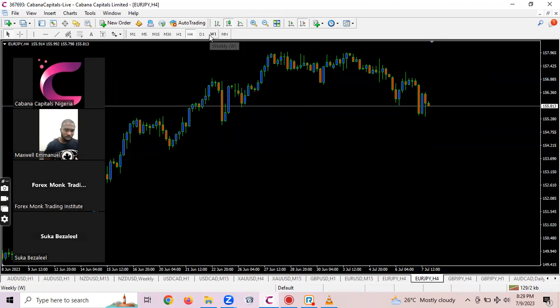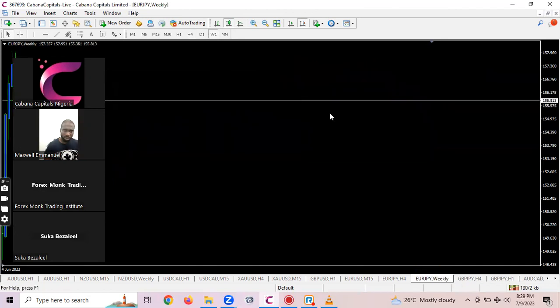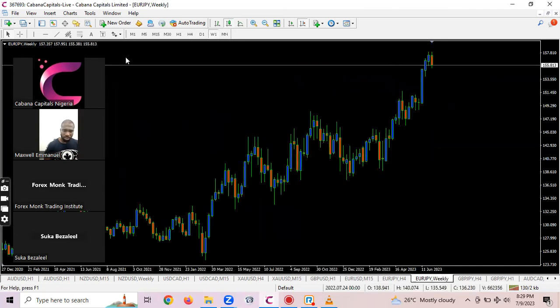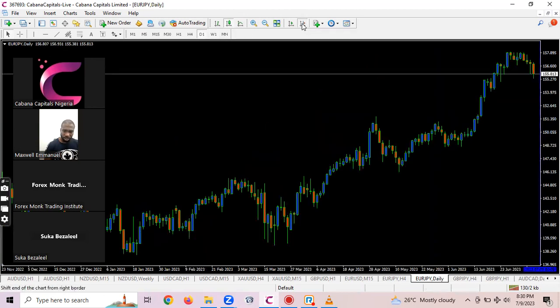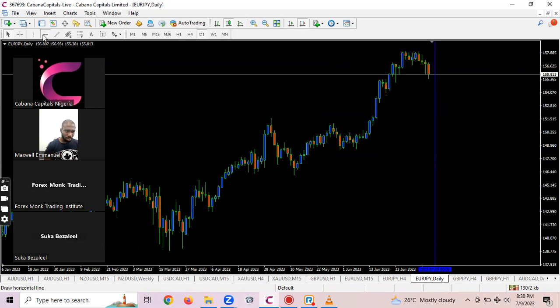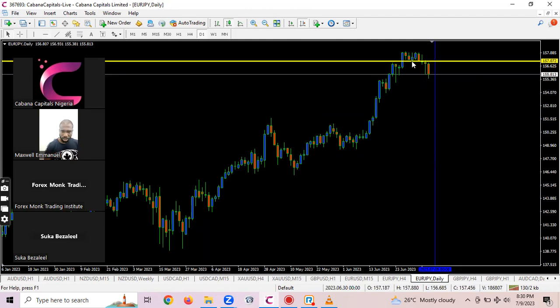Let's start with the weekly on EJ. Can we check GBP NZD? GBP NZD, okay, a few minutes. So we have last week candle closed strongly bearish. Let's go to daily. Daily has broken a support. This is a support on daily. Has been broken.